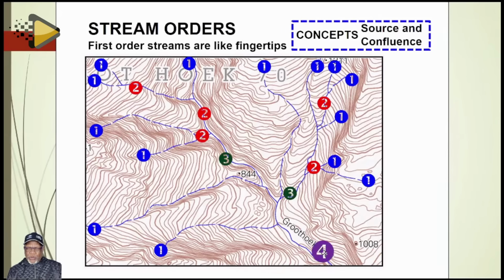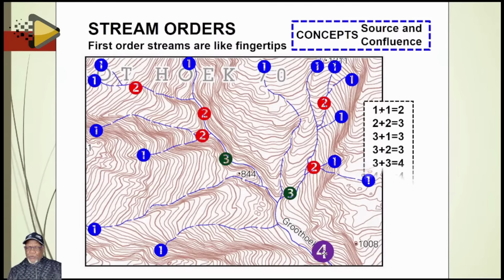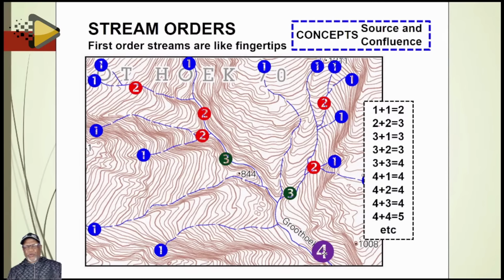But when you add 2 and 2, stream order moves to 3. When you add 1 and 1, it is going to give you 2. 2 and 2 will give you 3. 3 and 1 remains at 3. 3 and 2 remains at 3. But 3 and 3 moves to 4. So that is how it works. What you should also know is that when you see the drainage order being higher, it is also showing that the density is higher.